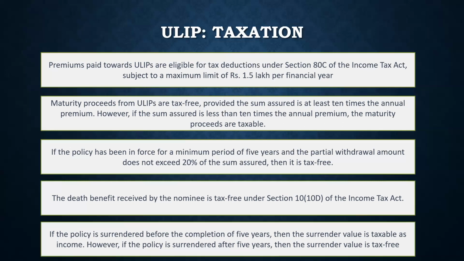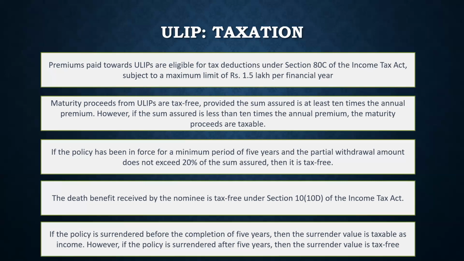Maturity proceeds from ULIP are tax free provided the sum assured is at least 10 times, right? So last time I mentioned that for the premium to be considered eligible for the tax deduction, it has to be at least 7 times. In this case, it has to be 10 times, right? So usually an insurance company would only create products which are at least 10 times, right? Or maybe more than that. So that's why the policyholder will also get the tax benefit from the maturity, right? And from the sum assured, because the maturity proceed from the ULIP would be tax free.